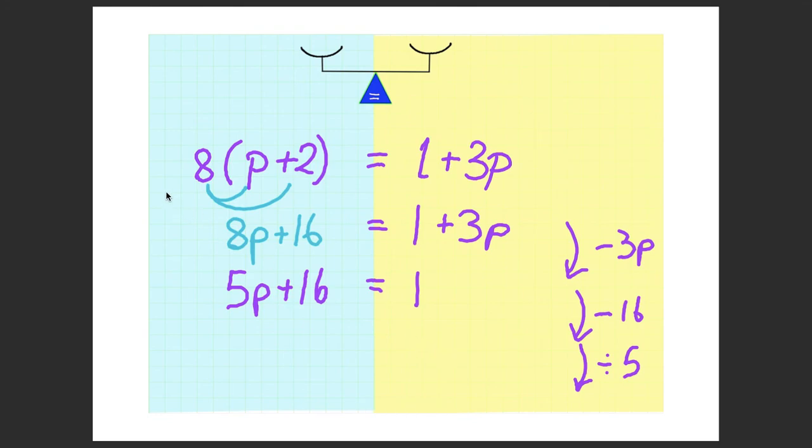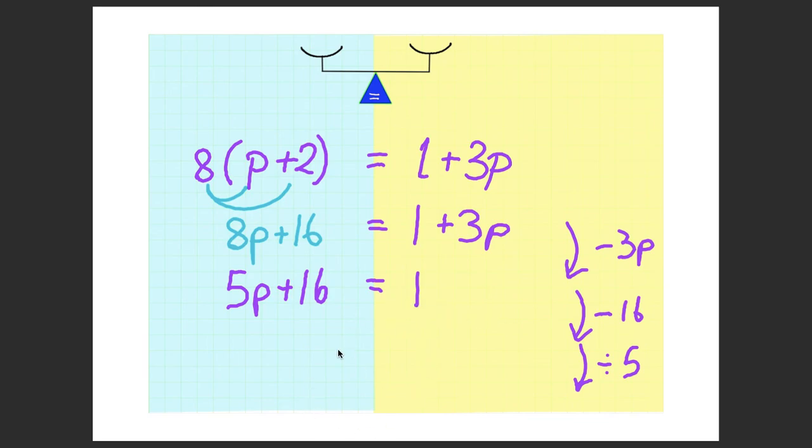One with brackets. 8 times the bracket p plus 2 equals 1 plus 3p. So multiplying the brackets out, 8 times p gives you 8p, 8 times 2 gives you 16. So 8p plus 16 equals 1 plus 3p. I've got p's both sides, so I want to take away the p as much as possible. So taking away 3p both sides leaves you with 5p plus 16 equals 1, and then the rest of the p's have gone.